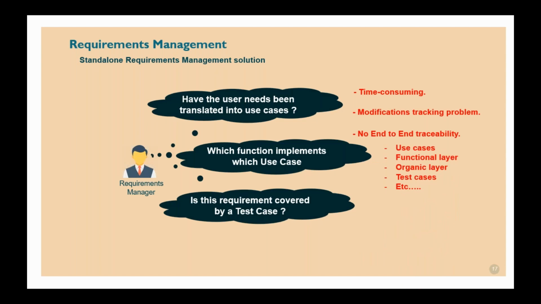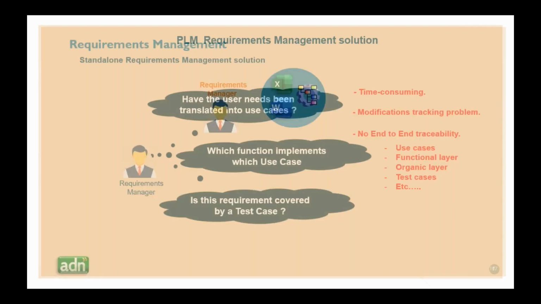So you will also have another problem, which is that you don't have end-to-end traceability. This means that you cannot efficiently connect your requirements to use cases, to some functions or some parts, or to test cases for verification and validation.